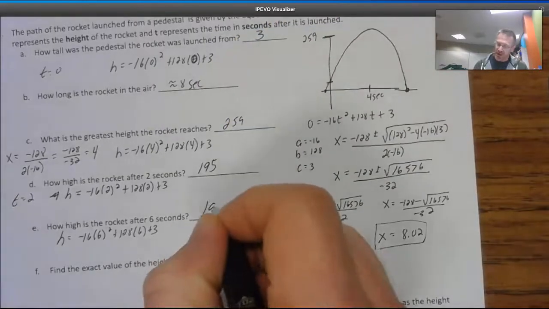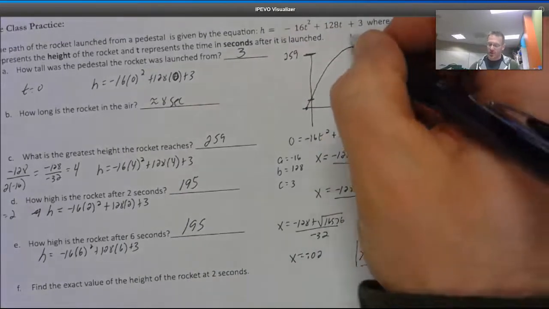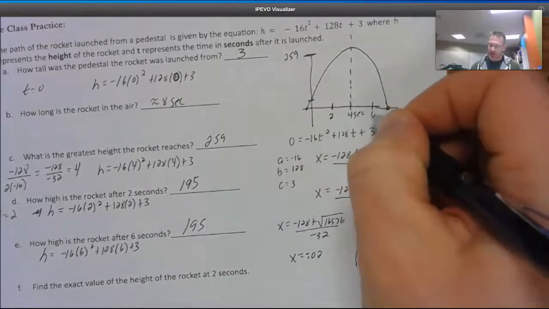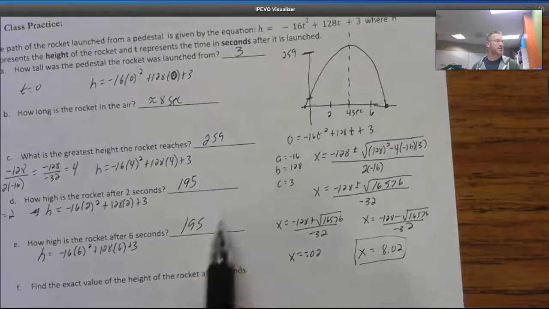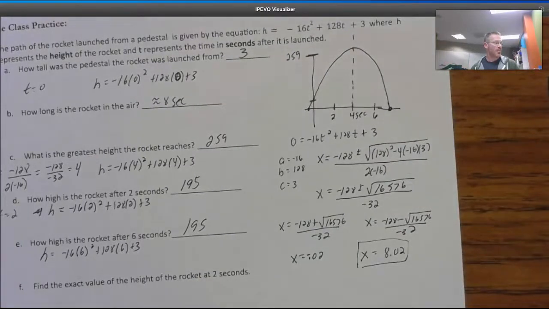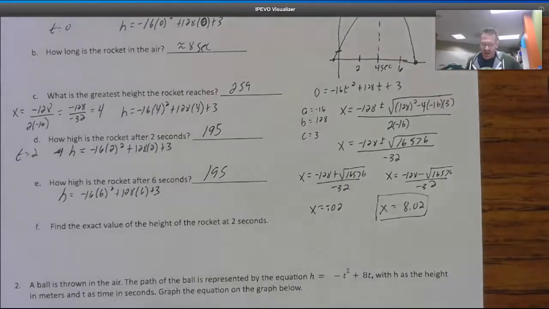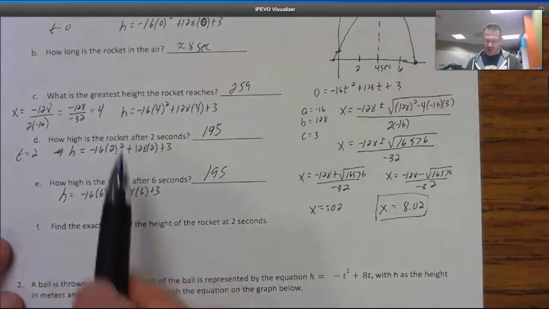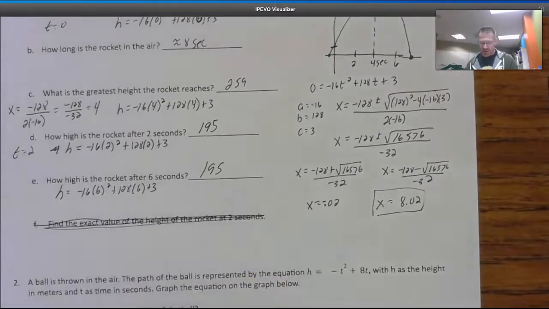Let's think about that. Symmetry, right? We know that if we drew our axis of symmetry, 2 seconds and 6 seconds are the same distance from that axis of symmetry. So hopefully this makes sense that you should get the same number here. All right, now find the exact value of the height of the rocket at 2 seconds, which we already did right here. So that's a bad question. We won't do that one because that's just a repeat.